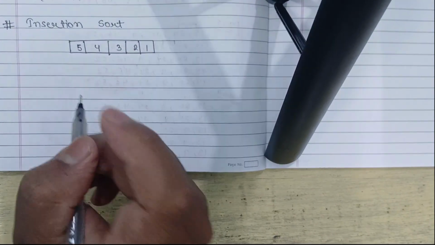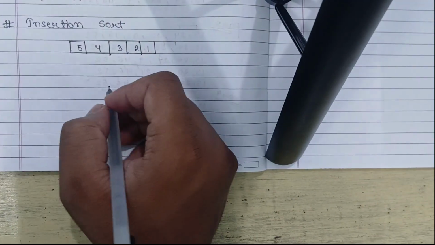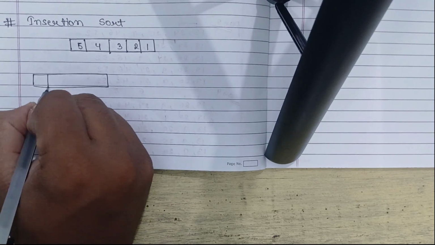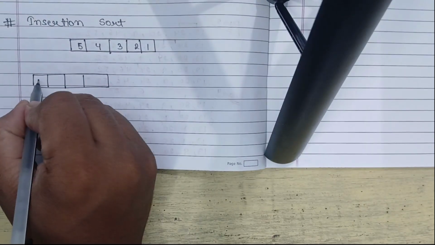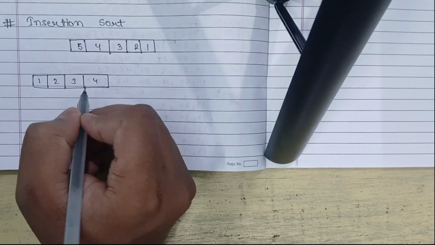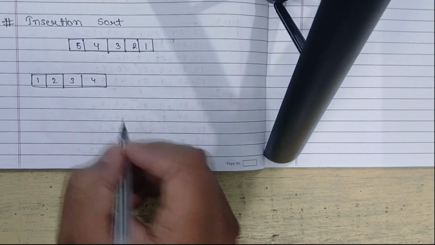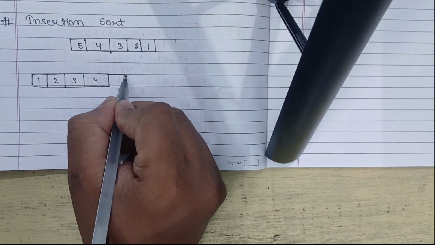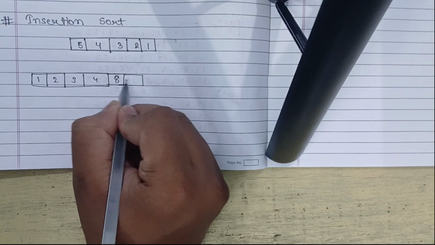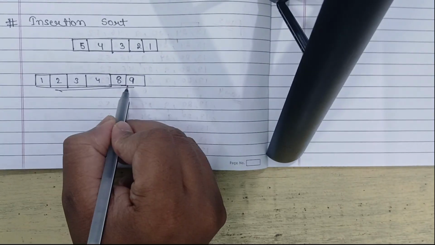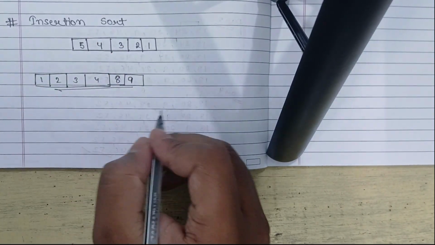Let me first tell you the basic idea of insertion sort. For example, you have a sorted array, like 1 2 3 4, and I will add a few more elements, like 8 and 9. So this is the array that you have taken, which is in sorted fashion.